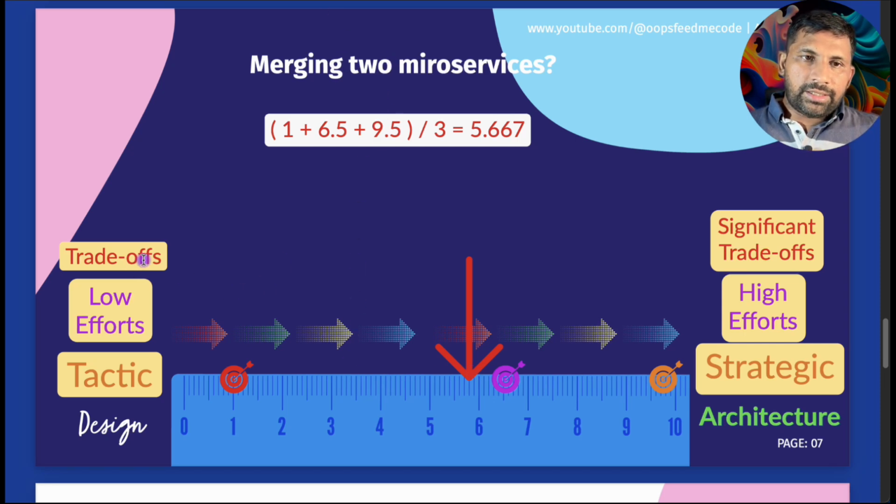And next is trade-offs. So it may be different in your case, but in my case, I have kept it on the low side because I'm merging my two microservices. I'm not changing something very huge at the architectural dimension level. Okay, my components are reducing, that's it, but I am still on microservices. I have taken the score as 1, this one is 6.5, this one I have taken 9.5 and divided by 3. So the total average of these three is somewhat on the higher side or somewhat towards the architecture side.